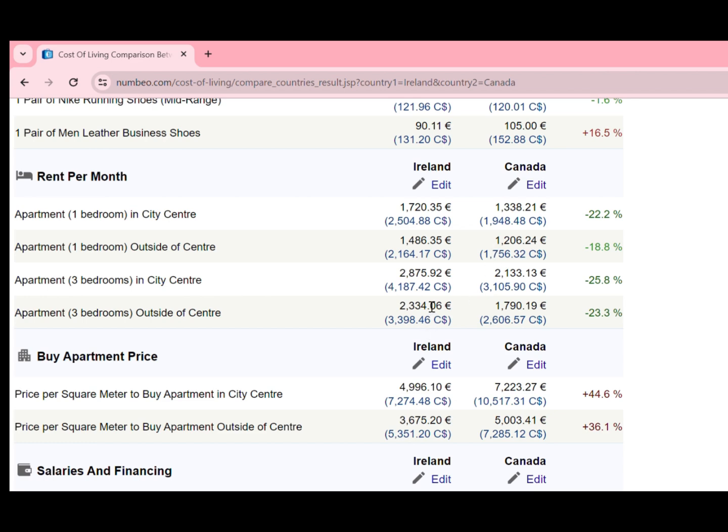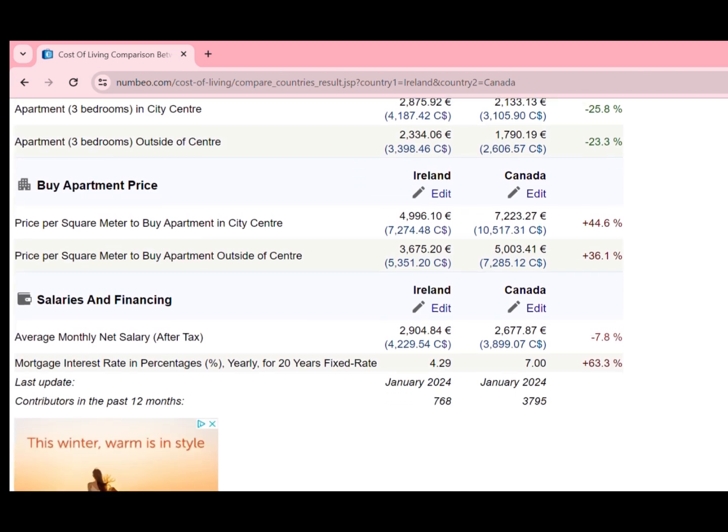Renting a 3 bedroom in the city center in Ireland is like 2,875, which I think is about average, because it might even be more. And then in Canada it's 2,133, and we have the amount in Canadian dollars as well. So yeah, buying an apartment, we can all see. Generally, I think cost of living is less expensive in Canada than in Ireland. Let's look at salaries and financing.